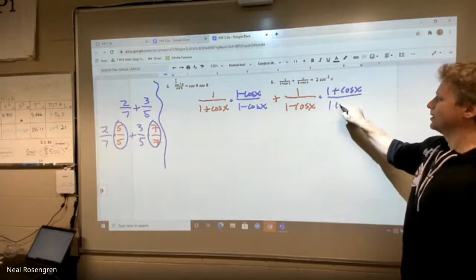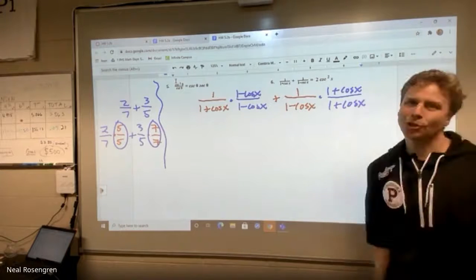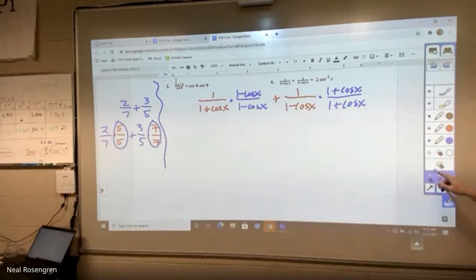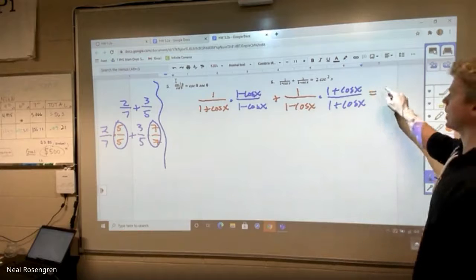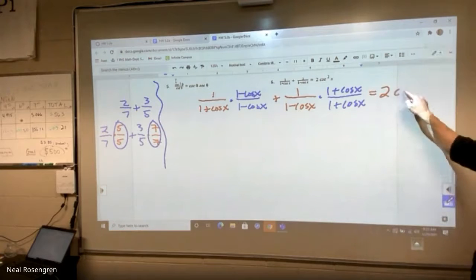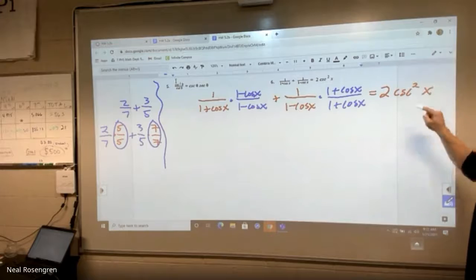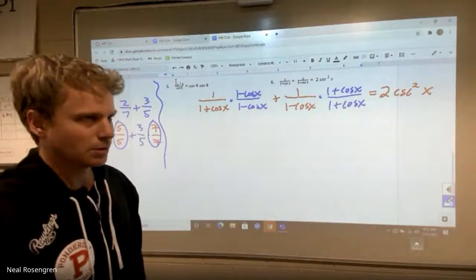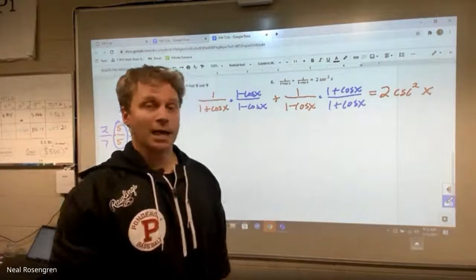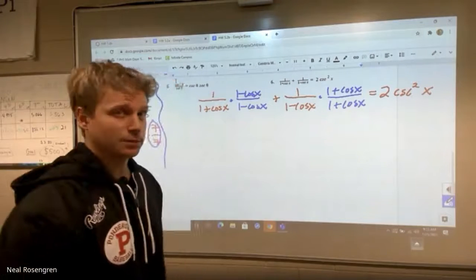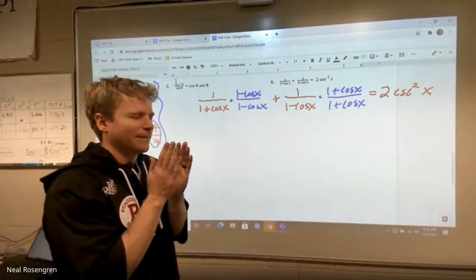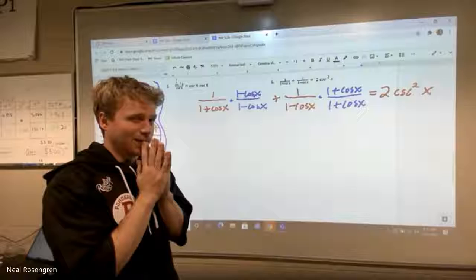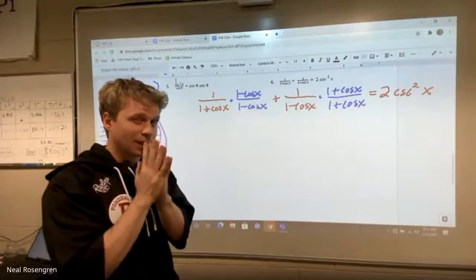And let me ask you this as I kind of finish writing this up. Look at those two denominators, 1 minus cosine x and 1 plus cosine x. What would you call the relationship between those two? Two terms where the sign in between them is the only thing that changes. Reciprocal? No, that's when we flip them. Close. I know what you're thinking, I think.